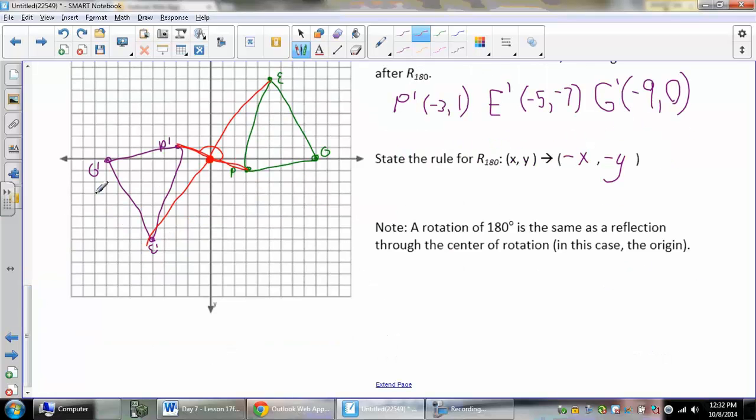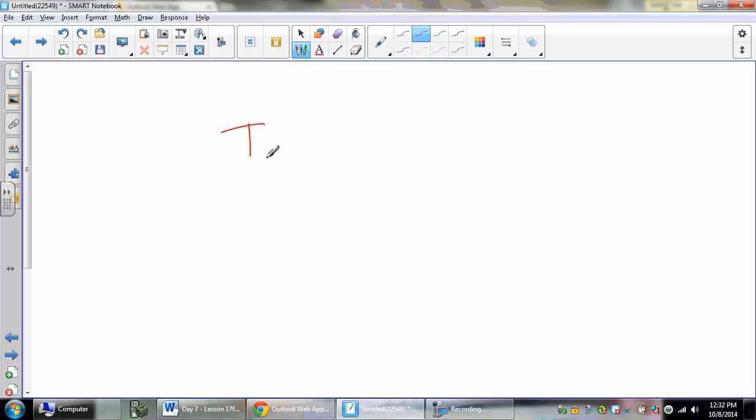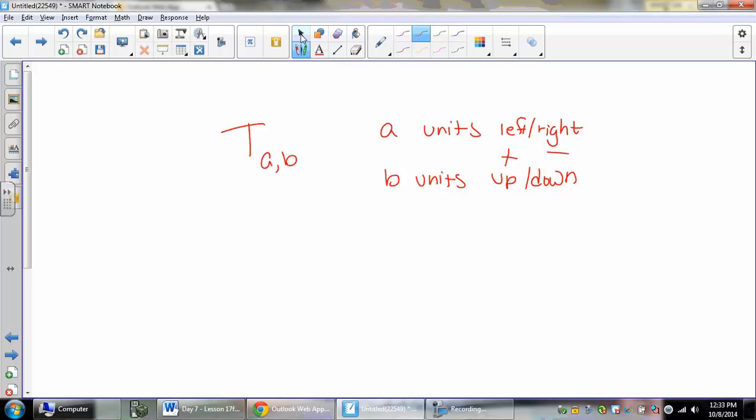All right, so what did you learn in this lesson? You learned that a translation of (A, B) means A units left or right, and B units up or down. Wow, I did that wrong. I said that completely wrong because I'm writing and talking at the same time. Left means you have a negative A, right you have a positive A, up you have a positive B, down you have a negative B.